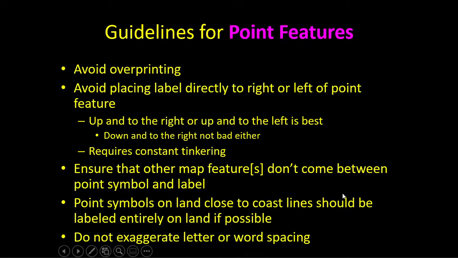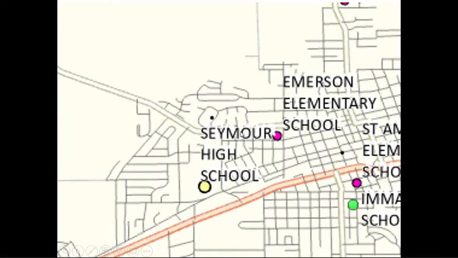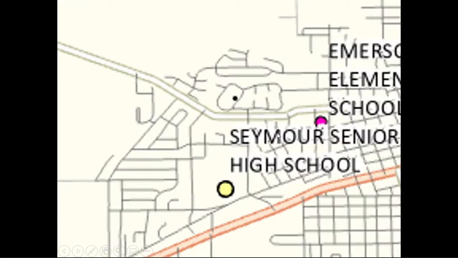Here's an example of overprinting where the label for Seymour High School goes over on top of Emerson Elementary School. Although they're both up and to the right, in this case we want to maybe think about moving Seymour High School somewhere else because it is on top of and overprinting this particular point. So I thought, well, maybe if I change it to just 2 lines instead of 3 lines, that might help. Nope, that didn't help. I'm still overprinting this. See how this label is going over the Emerson Elementary School point.